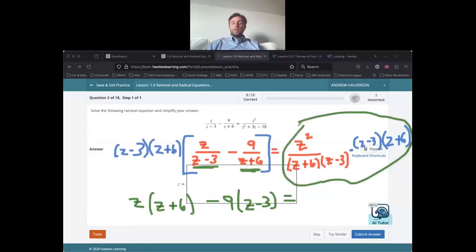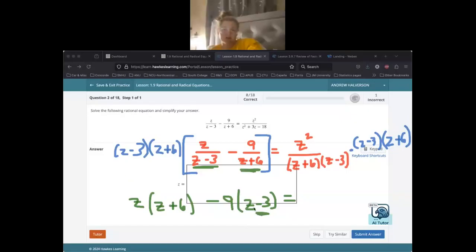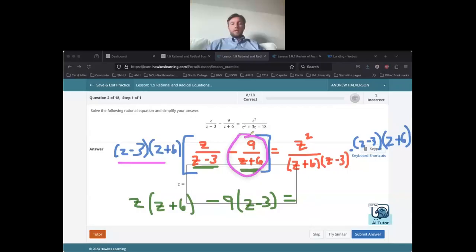Where did you get the 3 from? Remember, I'm taking this thing right here and I'm multiplying it to this. So I cancel the z plus 6 to leave me a z minus 3. Okay, I get it now. Thank you.